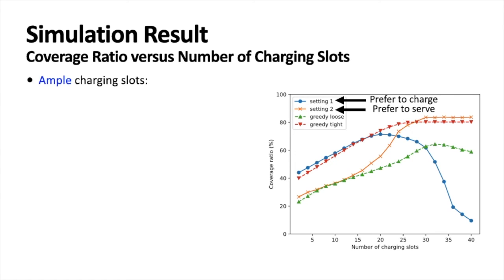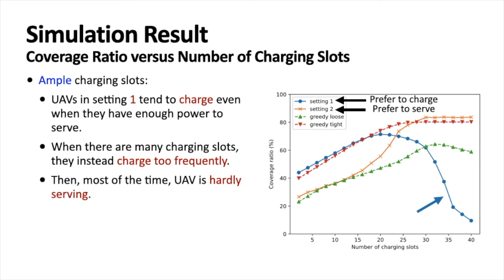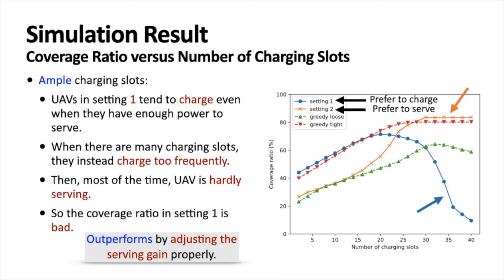On the other hand, when it comes to ample charging slots, UAVs can easily access a charging slot without a jam. Since UAVs in setting 1 prefer to charge, they go charging frequently, which results in poor service coverage as most of the time UAVs are hardly serving. So, the coverage with ample charging slots in setting 1 is much worse than in setting 2. The result further tells us that, whichever number of charging slots there is, our proposed approach can outperform by adjusting the serving game properly.